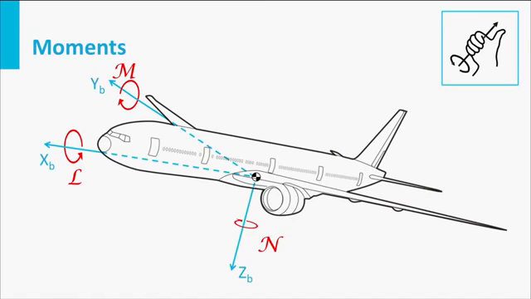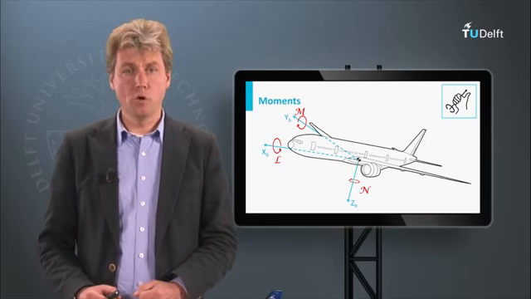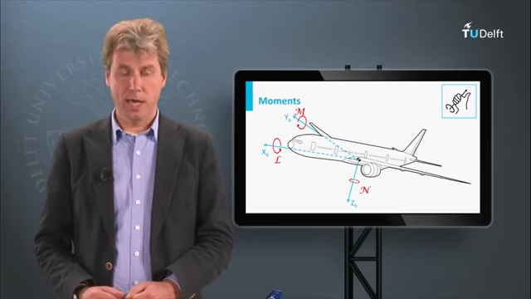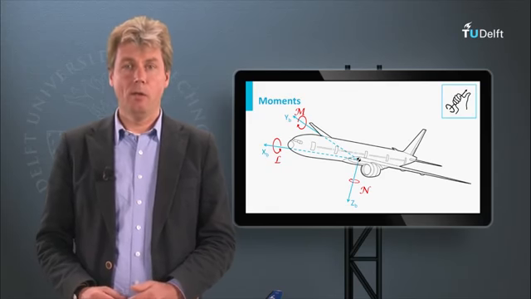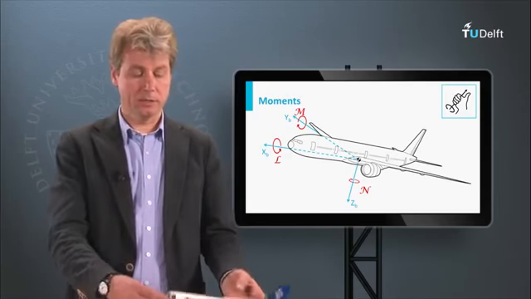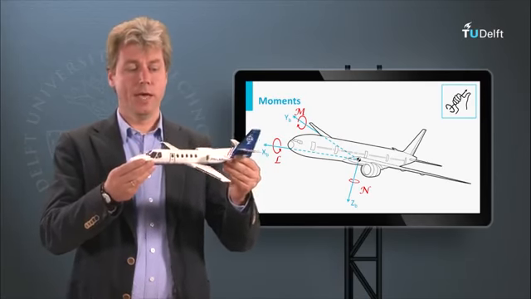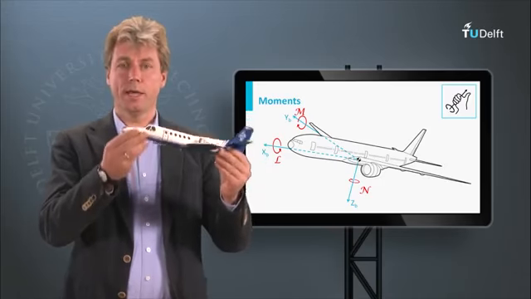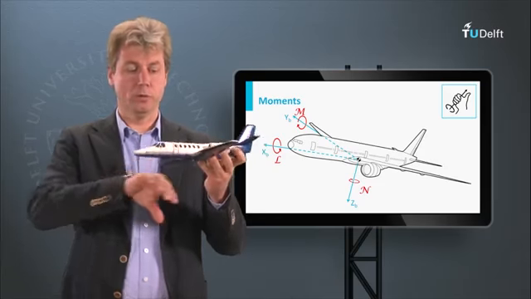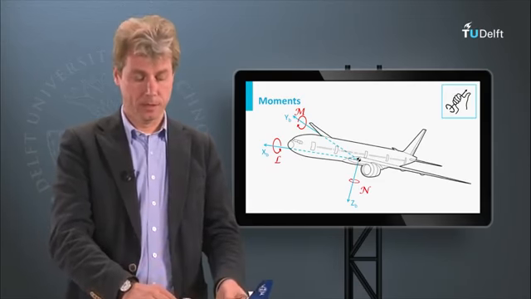If we look further at the axes, we can also define the symbols for the moments around these axes. These angles that we just discussed are caused by moments, and therefore we use the characters L, M, and N. L for the moment around the x-axis, so L for the rolling moment, not the angle but the moment. M, the moment around the y-axis, and N, the moment around the z-axis, the downward pointing z-axis. So the direction is positive if we turn to the right.